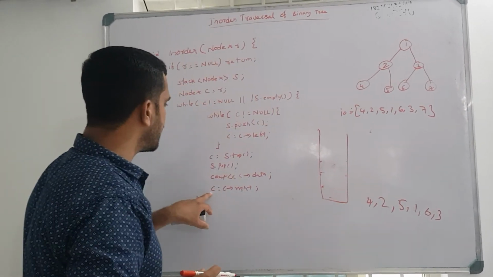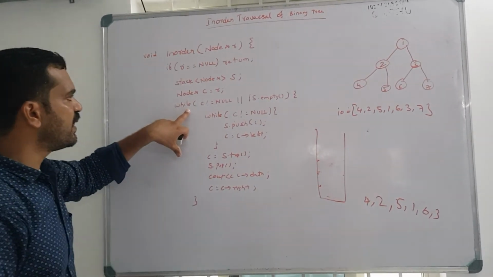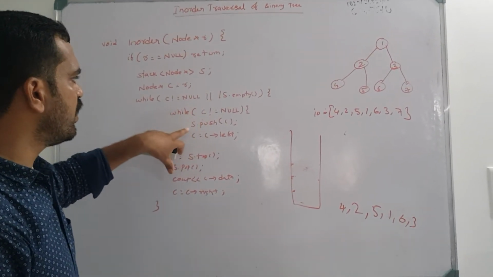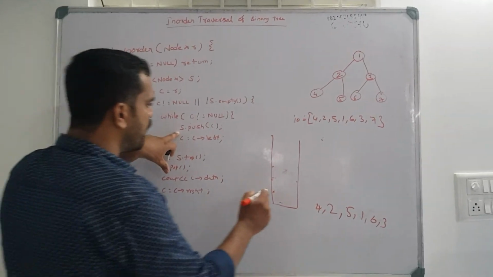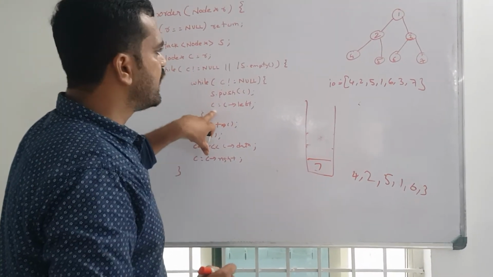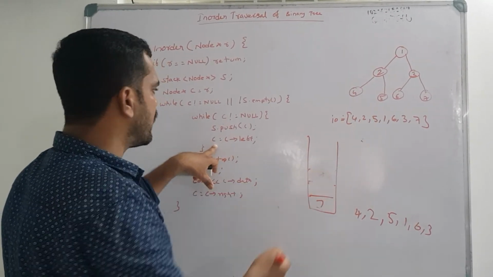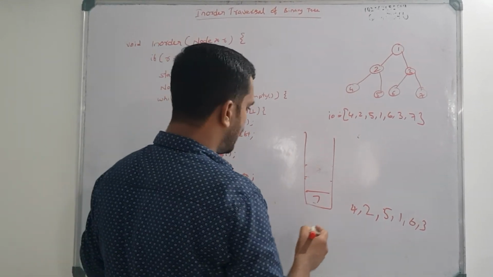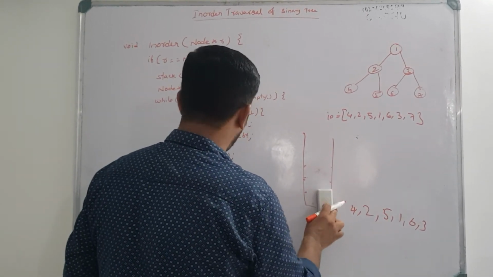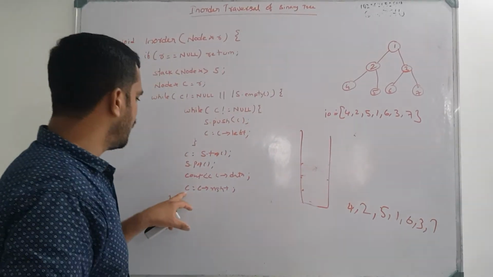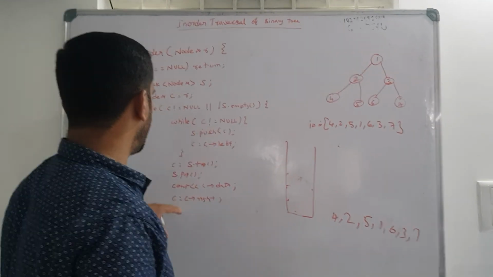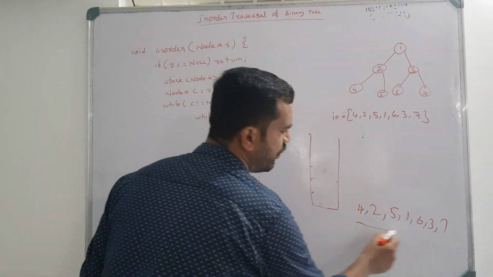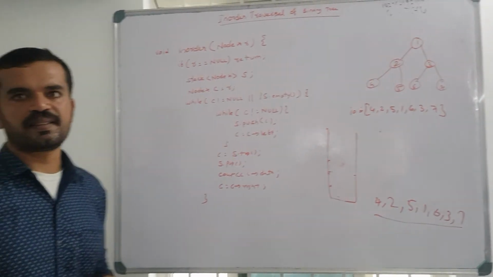Now the current element will become 7. Again it will iterate here. S is empty but C is not null. C is not equal to null, so 7 will be pushed here. C's left is also null, so nothing more will be pushed and it will come back. The top is becoming 7, so 7 will be popped from the stack and printed here, and C's right will be null, so this loop will be broken and it will end. This is the in-order traversal of the given tree using a stack. Thank you.